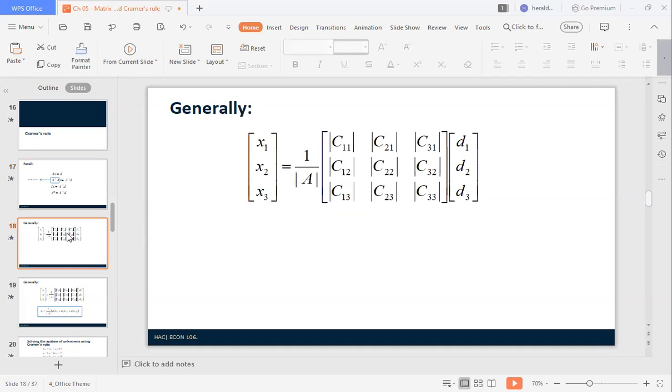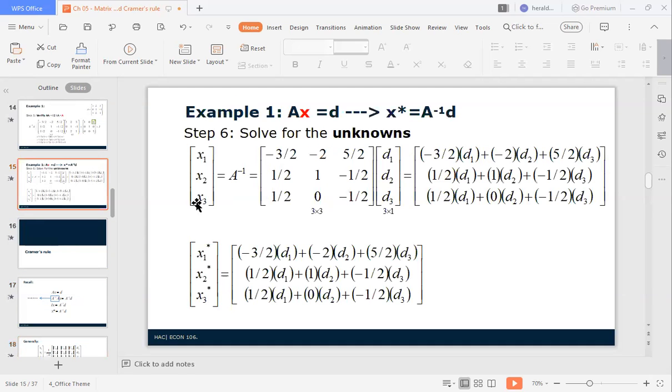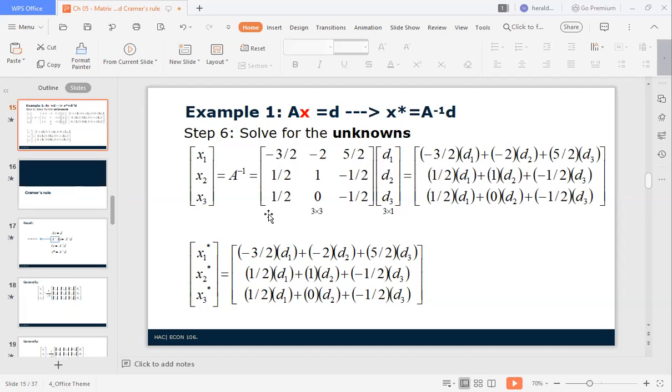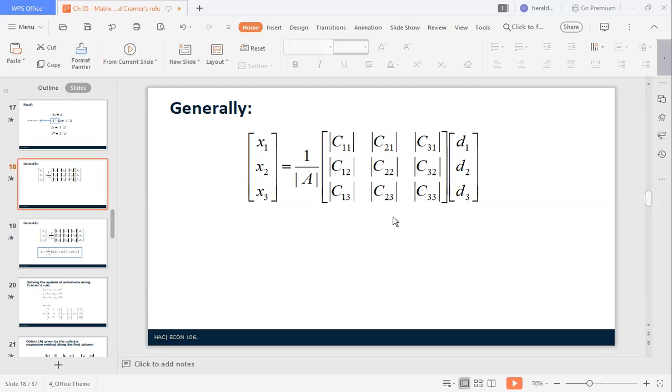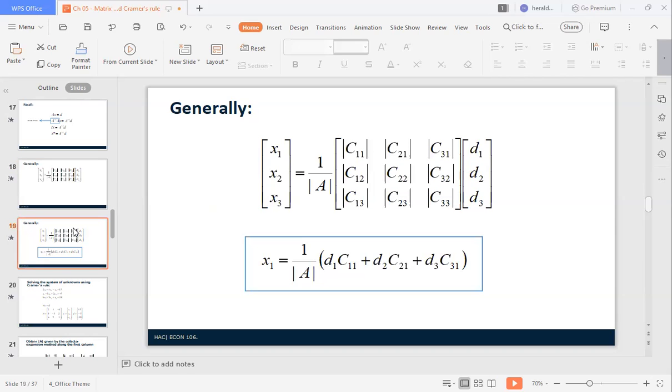Now, generally, class, as you can remember, this is the general format when we did something like this. If you put this in a more general manner, class, it will look something like this. This is our unknowns, and this is our inverse right here. And we also have our constants. Again, generally, getting the values for these unknowns would mean that this is our inverse right here, and this is our constants.